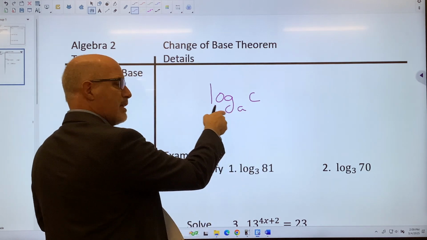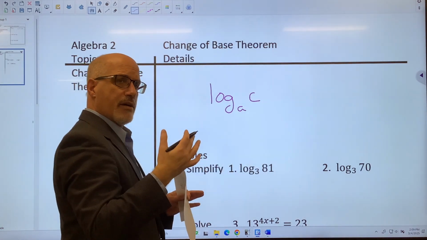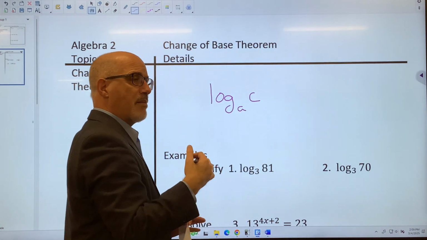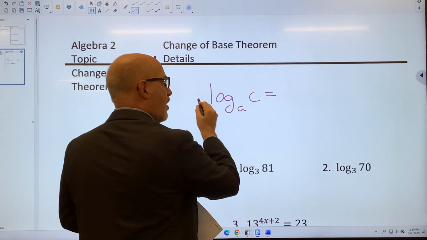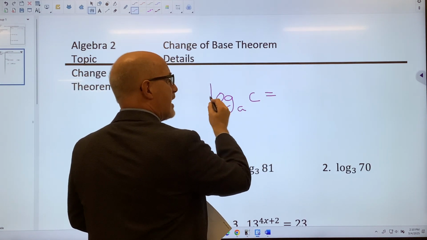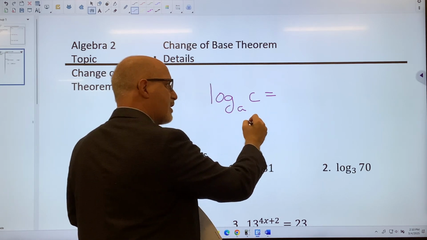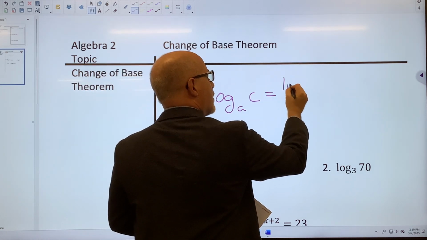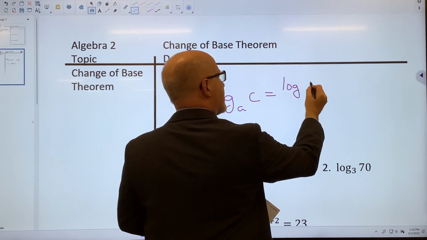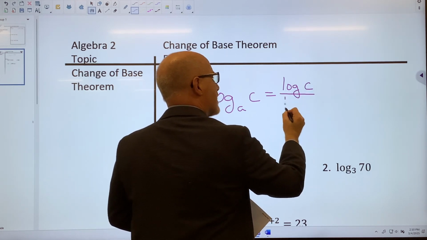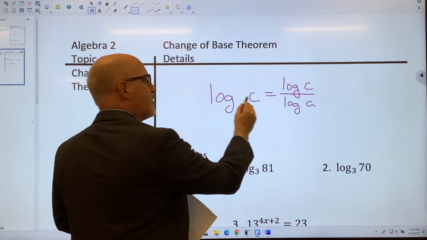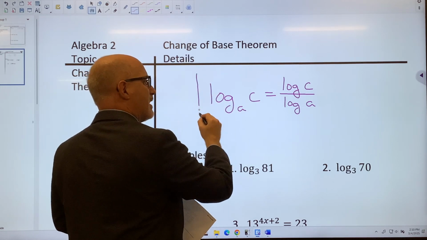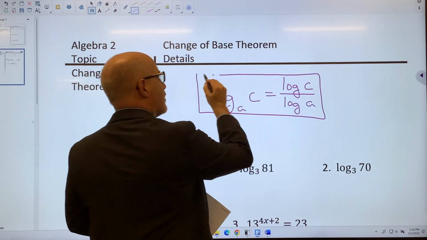so this would be some different base. It could be base 52, it could be base 4, whatever the base is. You can take the log of the number you're taking on the inside over the log of the base and get the same thing. So I'll use the common log, because that's typically what we use the most on our calculators. So the log of C over the log of A will be the exact same value.